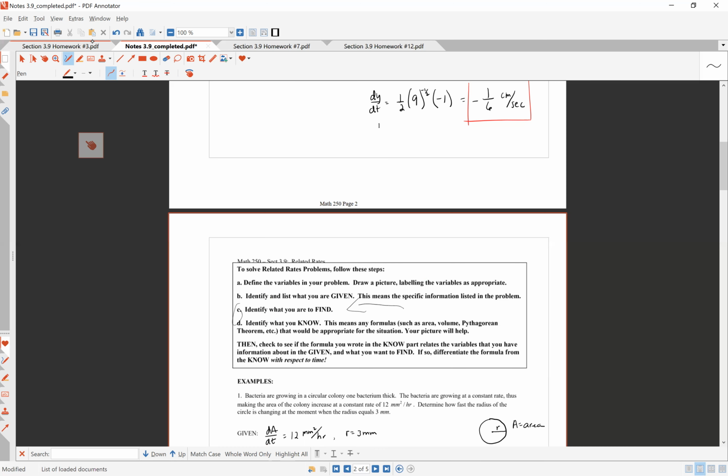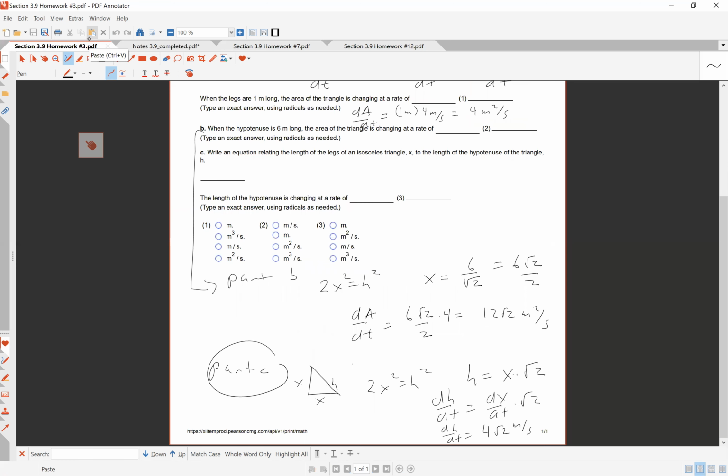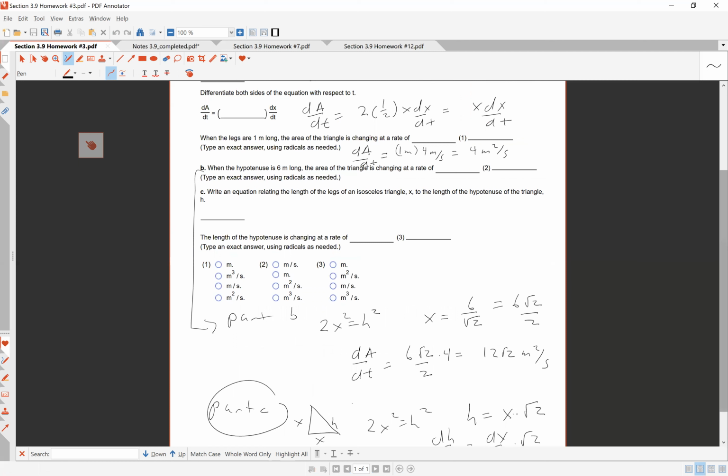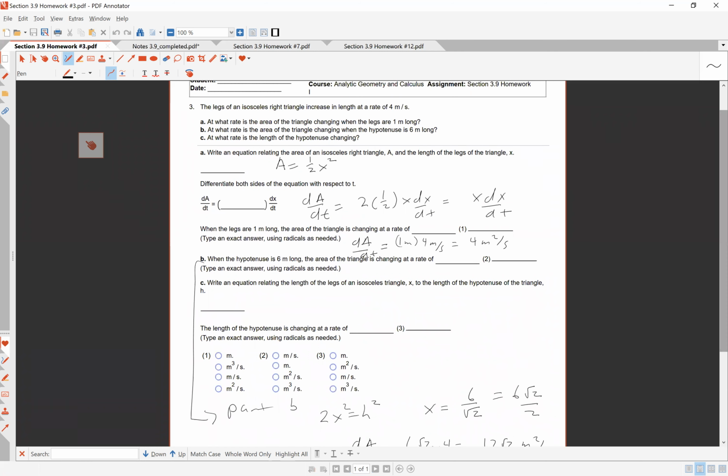Okay, so let's look at problem 3 from the homework, and the numbers might be different. We're talking about an isosceles triangle. An isosceles triangle is a triangle where the legs are the same, identical, and so it's a right triangle. Okay, so let's look at this first part. What are we given? We're given that the legs are increasing at 4 meters per second. So it's positive 4 meters per second.